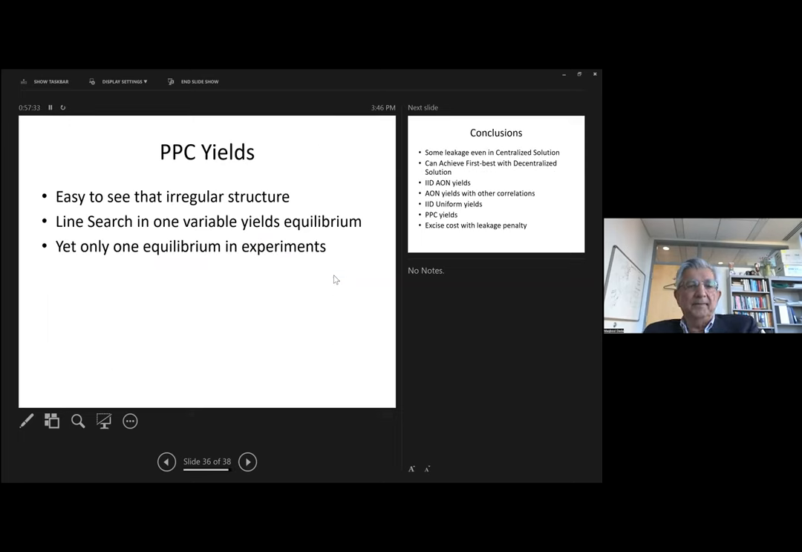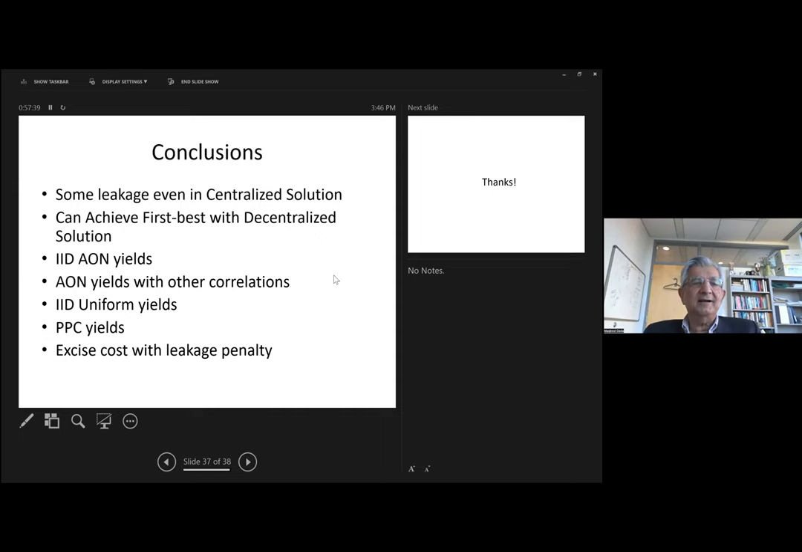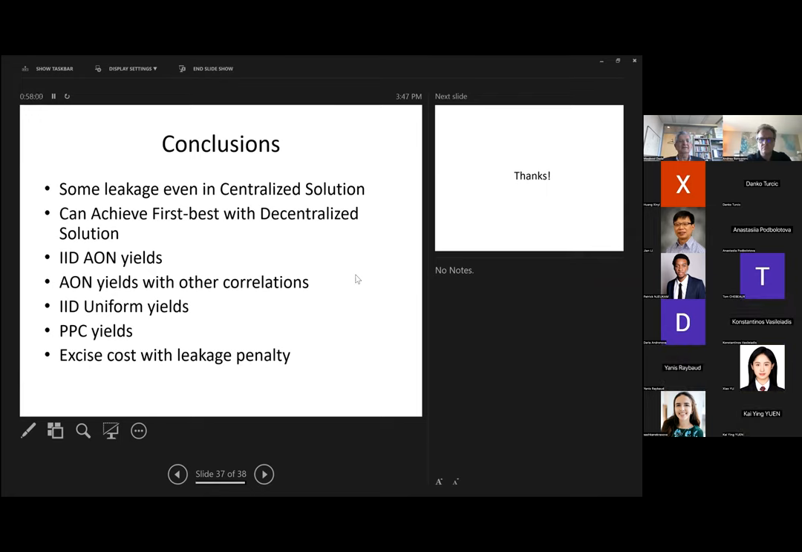As I explained, I've already explained these results. And what I'd like to do is sort of summarize what we have done. So our motivation was to understand whether we could prevent this leakage of production or harvest from one region to another. In the process, we discovered that, even in the centralized solution, some leakage can be good.